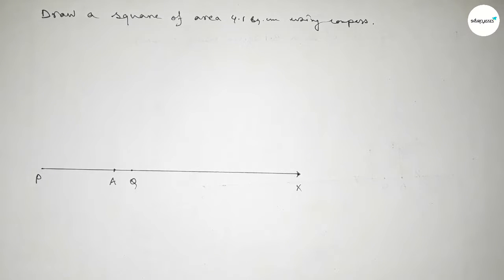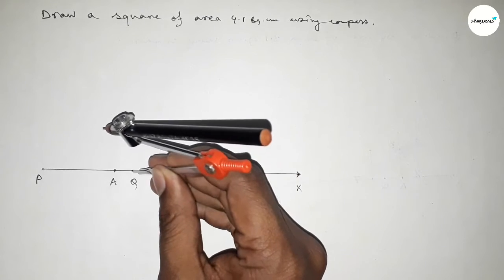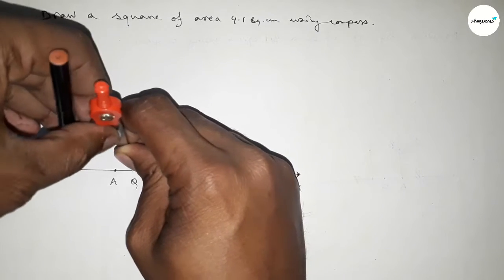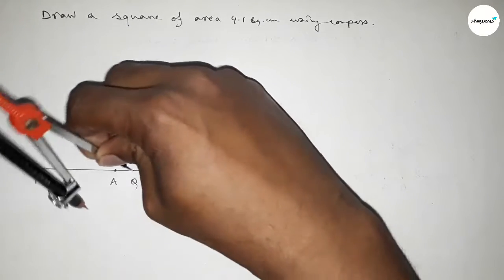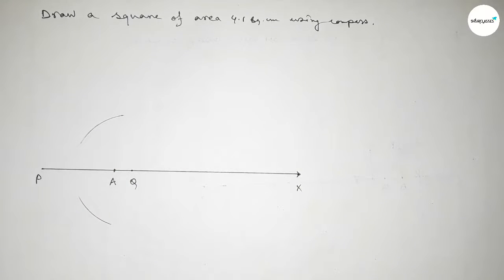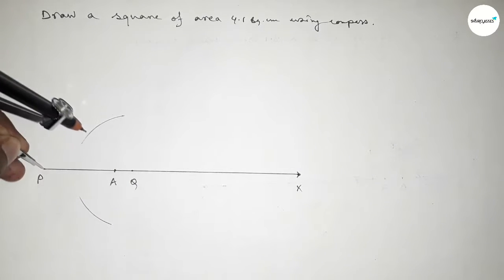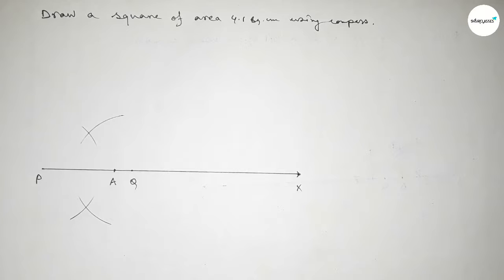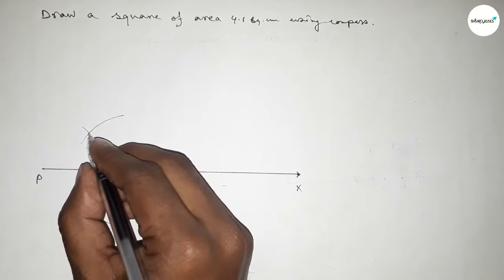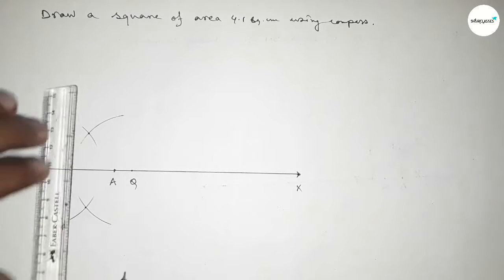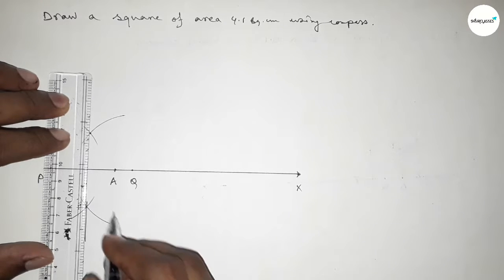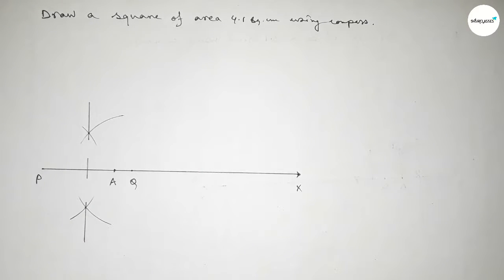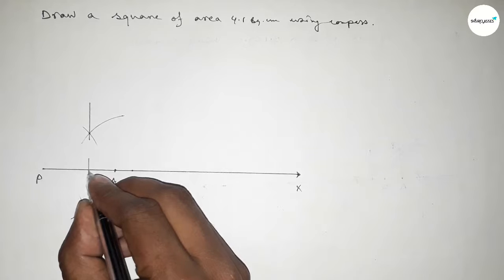Now we have to bisect the line PQ. So putting the compass on the point Q and taking greater than half of PQ and drawing an arc this way, with same length putting the compass here and cut here and cut here. So both the curves intersect at 2 points. Now first joining this line, which meets the line PX at a point O.